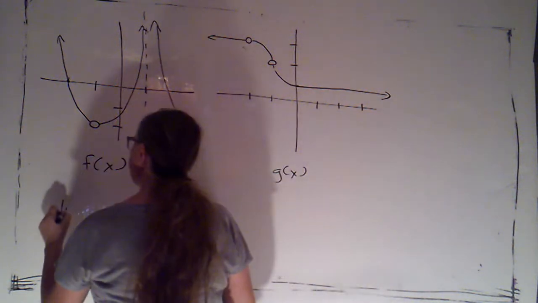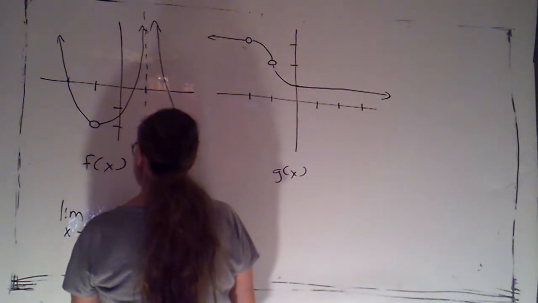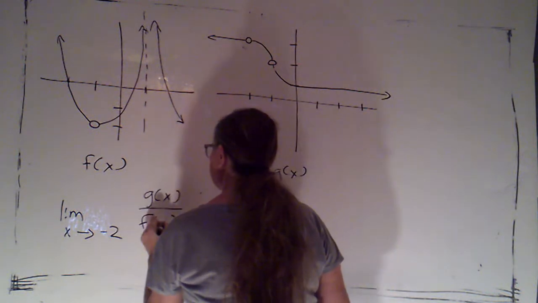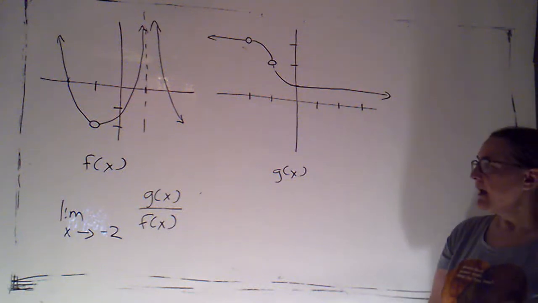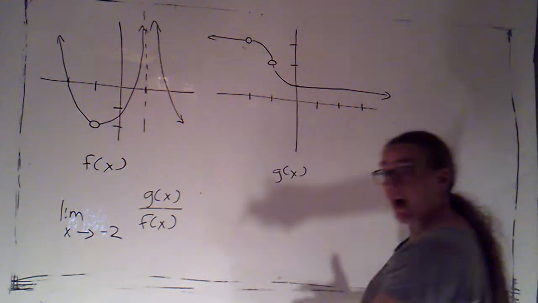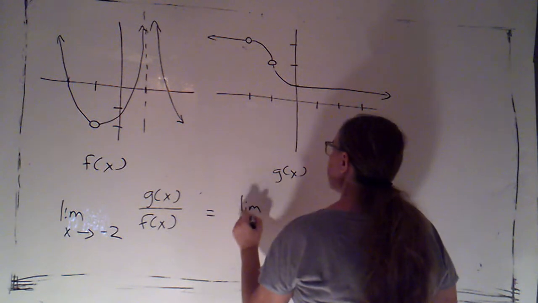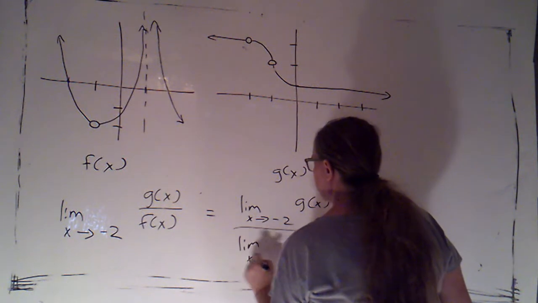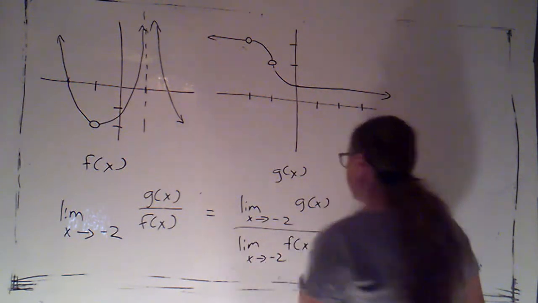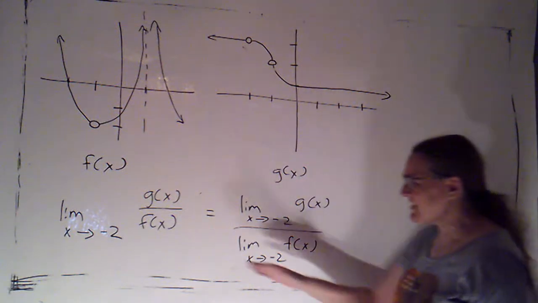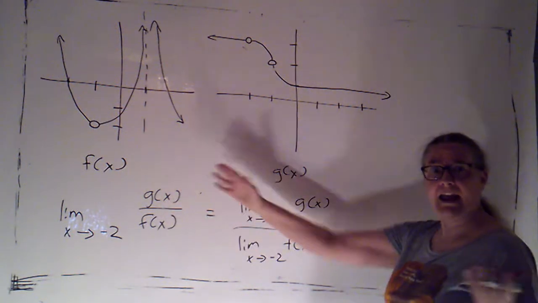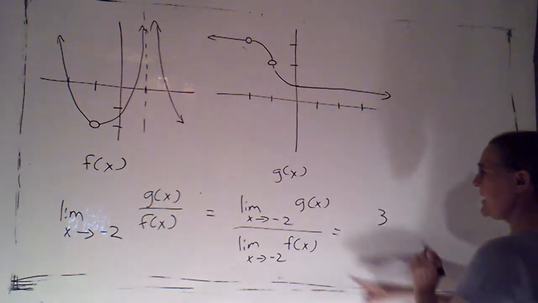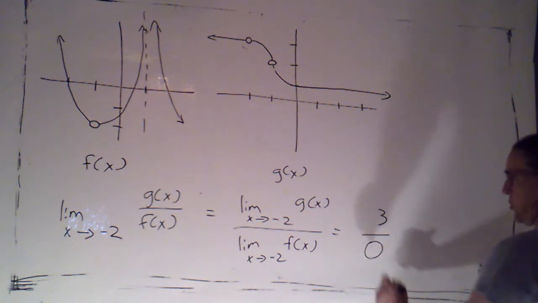Let's suppose I wanted to take a look at the limit as x goes to -2 of g of x over f of x. Now, if I naively think that I could apply the limit law, and I write the limit as x approaches -2 of g of x over the limit as x approaches -2 of f of x, nothing wrong with my thought process here. That's usually what I would do when I have something like this. But then we just evaluated and saw that this was 3 and this was 0.